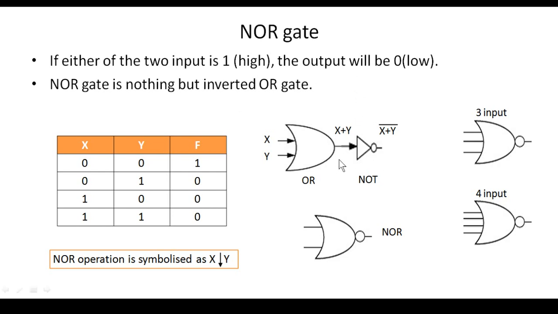Now when you combine these two gates, you will get a NOR gate, which is represented as a combination of an OR and a circle in front. That will become a NOR. Now this is a 2 input NOR gate. In the same way, you can draw one more line to make it a 3 input NOR gate, and also you can draw 4 input lines to make it a 4 input NOR gate. The NOR operation is simplified as X down arrow Y. So in expression, you can represent the NOR gate in this way. X down arrow Y means it is NOR. You can call it X NOR Y.